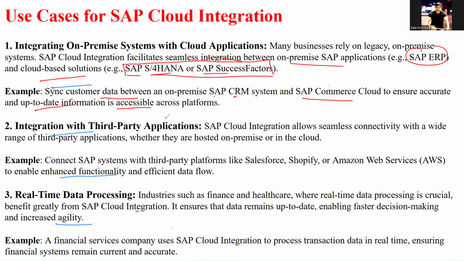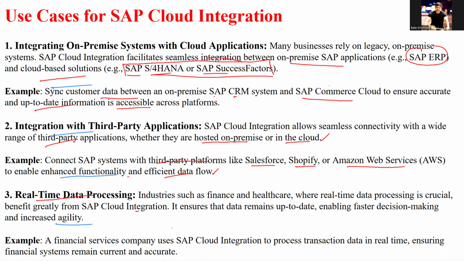Now, integration with third-party applications. Second one, SAP Cloud Integration allows seamless connection with a wide range of third-party applications, whether they are hosted on-premises or in the cloud. Now, examples. Connect SAP systems with third-party platforms like Salesforce, Shopee, and Amazon Web Services to enable enhanced functionality and efficient data flow.